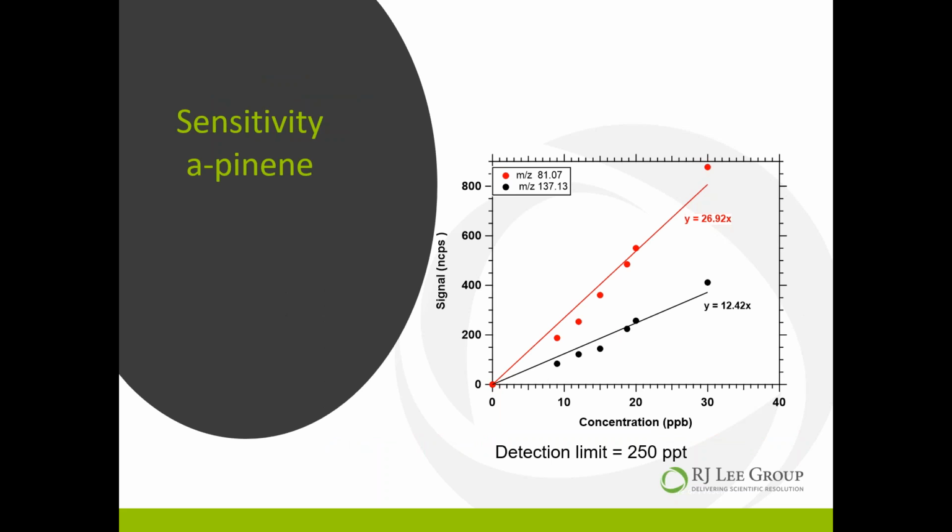And here you see the red one is the calibration for mass 81, and the black one is the calibration for mass 137. Again, as I mentioned, the detection limit could go down to 250 parts per trillion using either one of these masses. Next one.